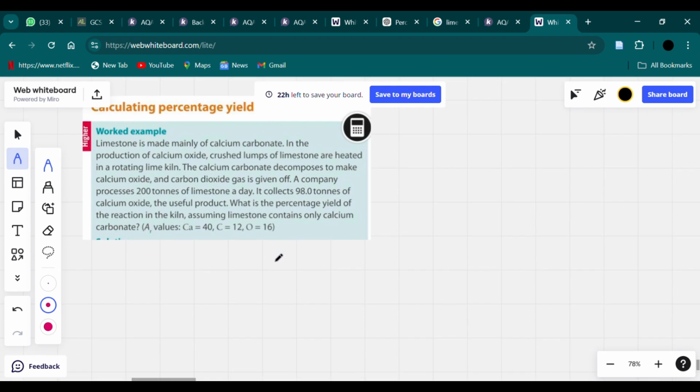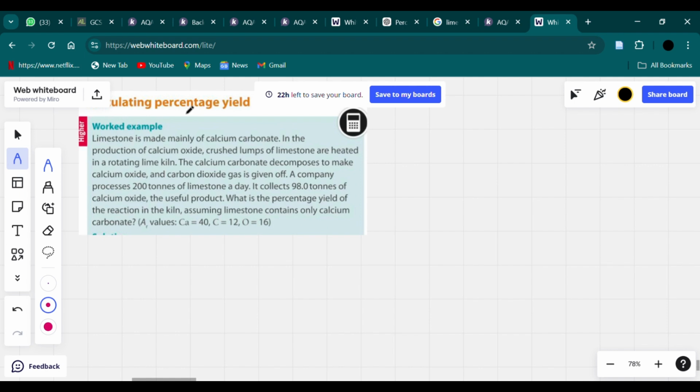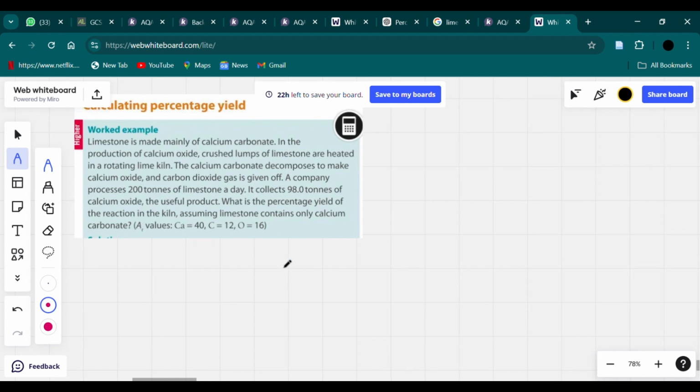So we will start with the chemical reaction. Here the calcium carbonate is converted into calcium oxide, so we will first of all write the chemical reaction for that. Here the calcium carbonate decomposes into calcium oxide and carbon dioxide.